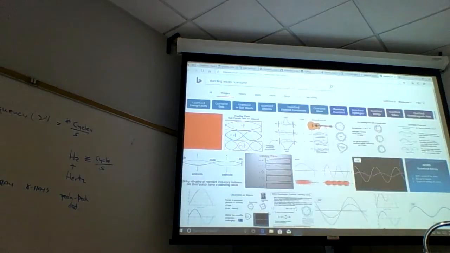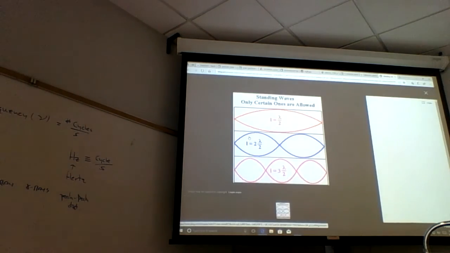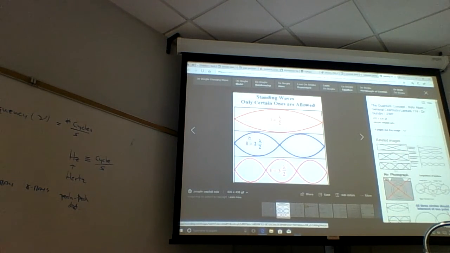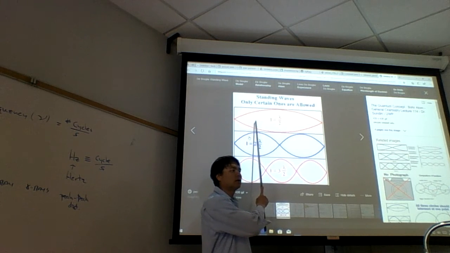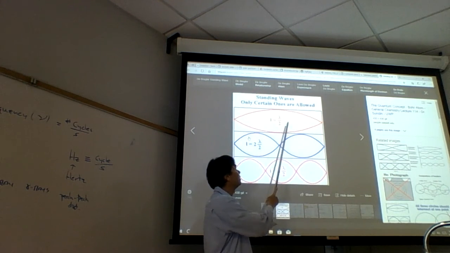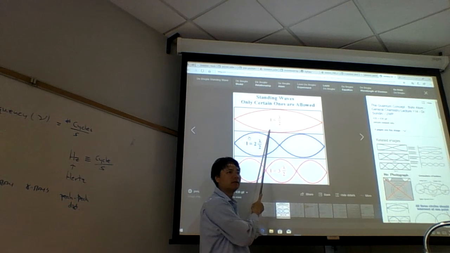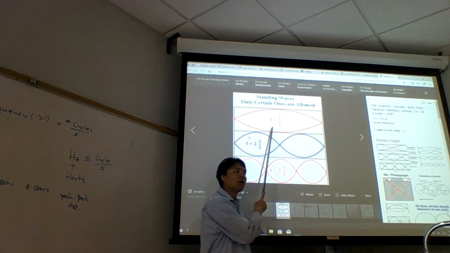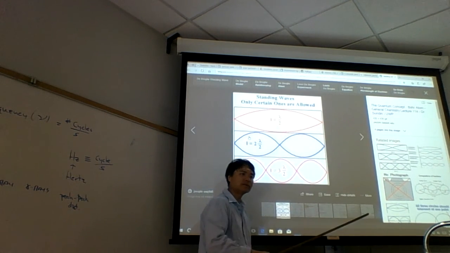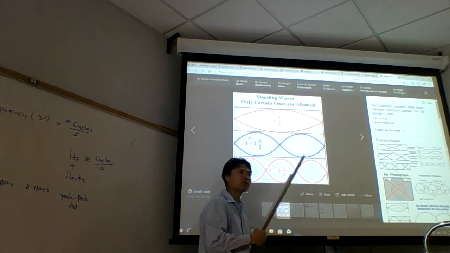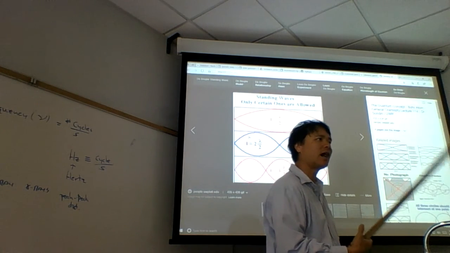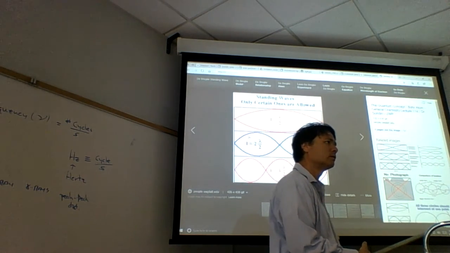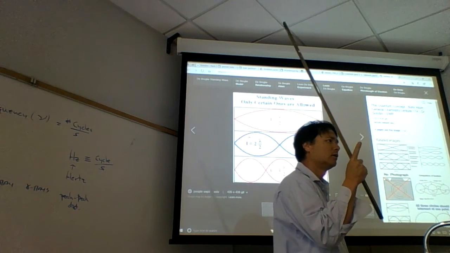Have you seen this forbidden and allowed energy in real life? Yes, you have. With a musical instrument. If you have a guitar, you can pluck that string like this, and you'll get this frequency. But with that string, are all frequencies allowed? If you had a one string guitar, will you get all frequencies, like high frequencies, low frequencies? No, you're only going to get one frequency.